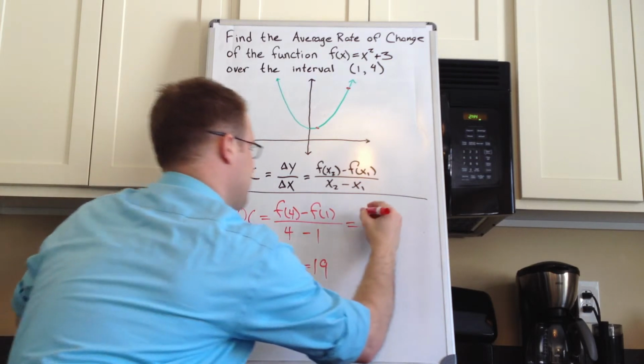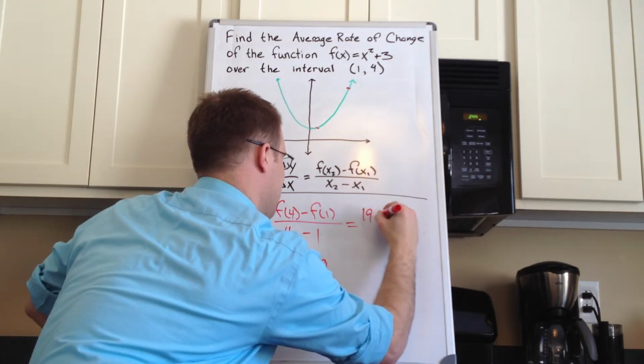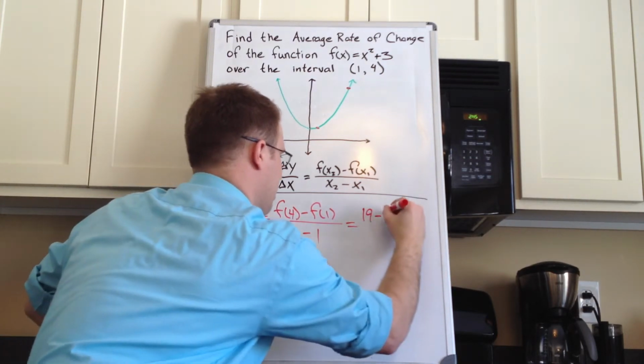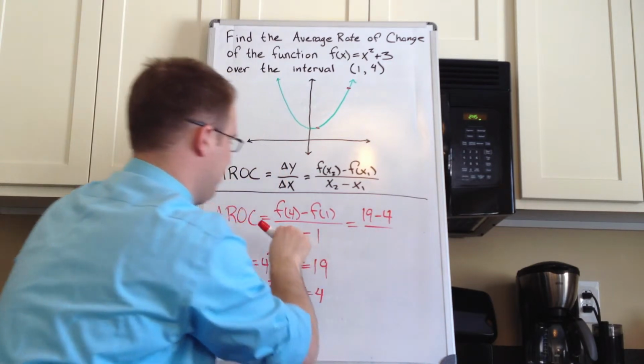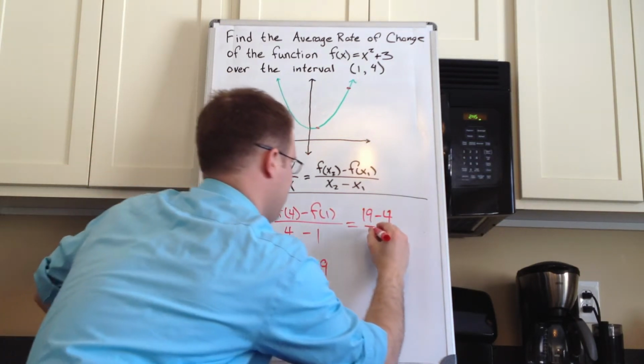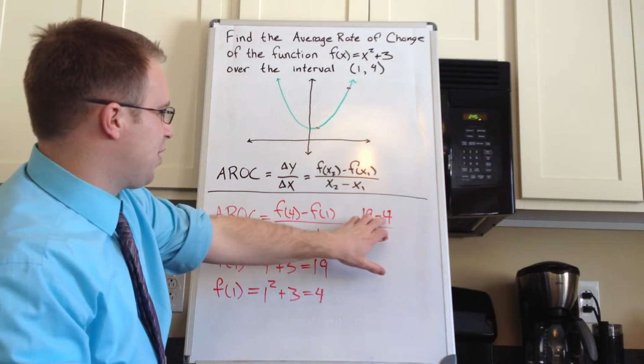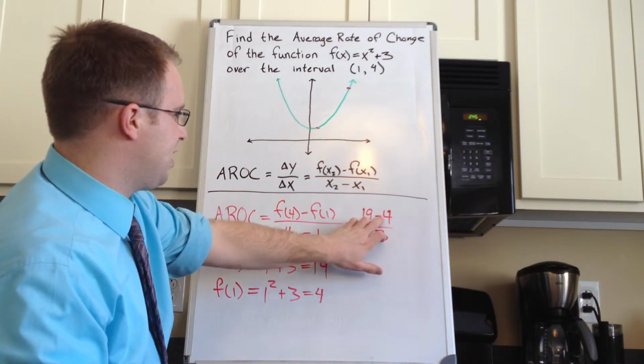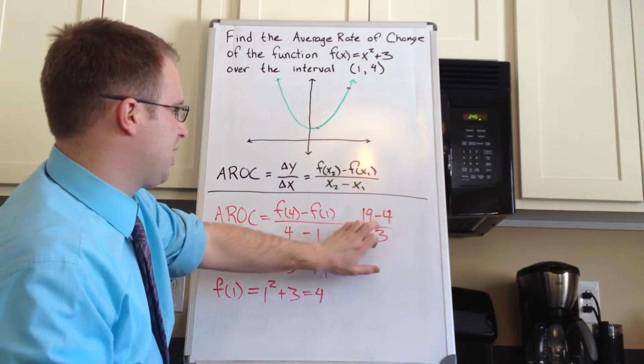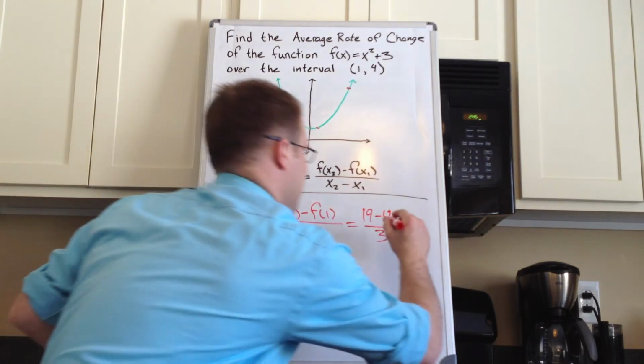So f of 4 was 19, minus f of 1 was 4, over 4 minus 1 is just 3. So when we simplify this, 19 minus 4 is 15. We have 15 divided by 3. We can simplify that to just 5.